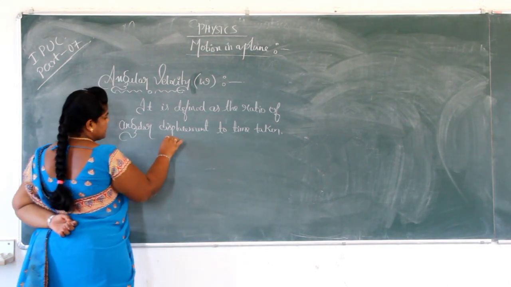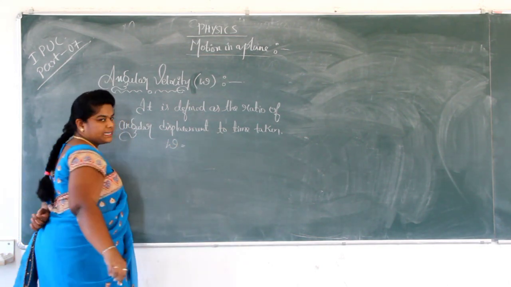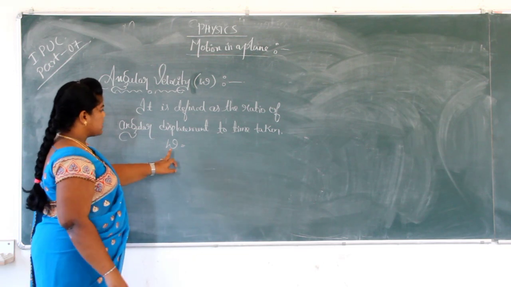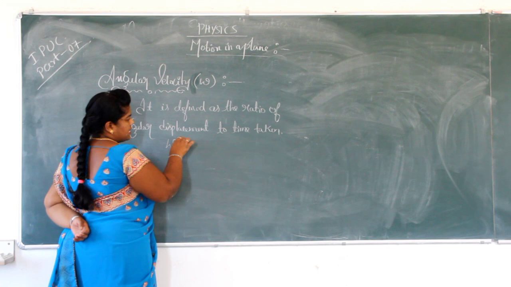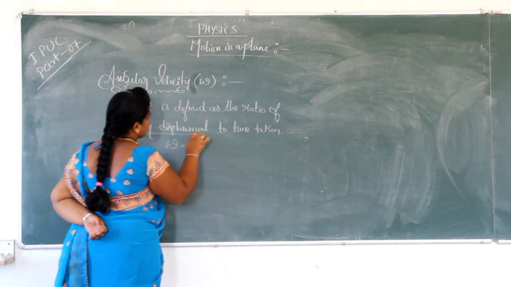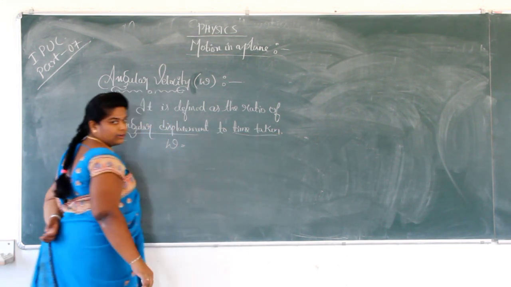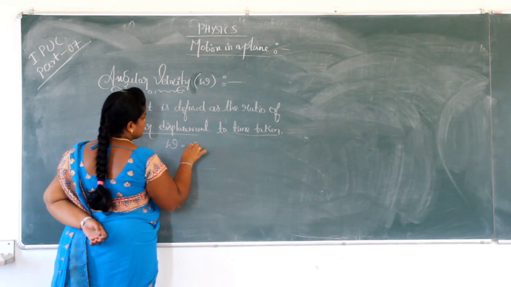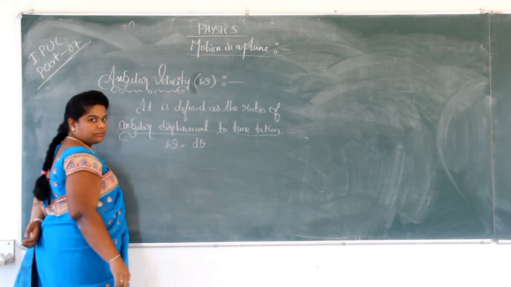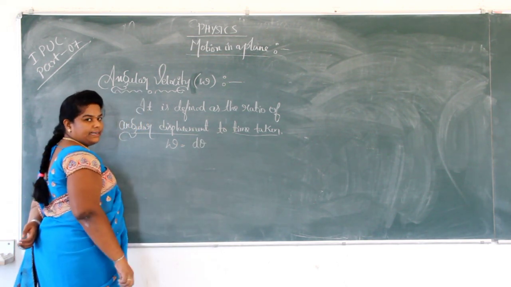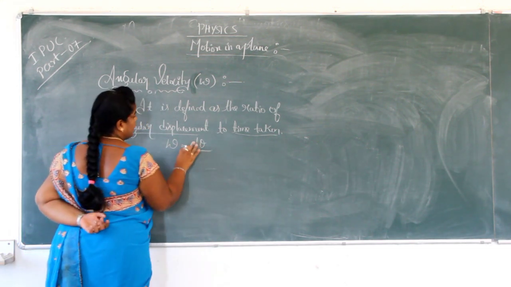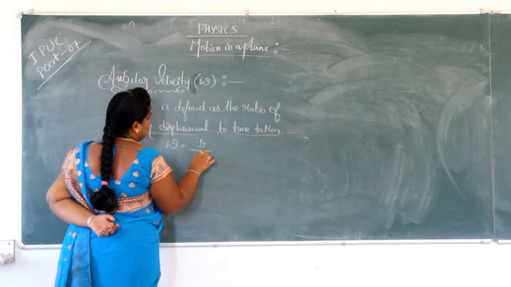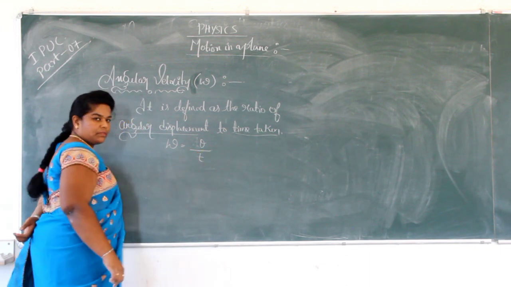See, my dear students, angular velocity is represented by the symbol omega. It is not w, it is omega. It is defined as the ratio of angular displacement to time taken. Angular displacement is written as d theta, or you can write it as theta also, divided by time taken, that is t.